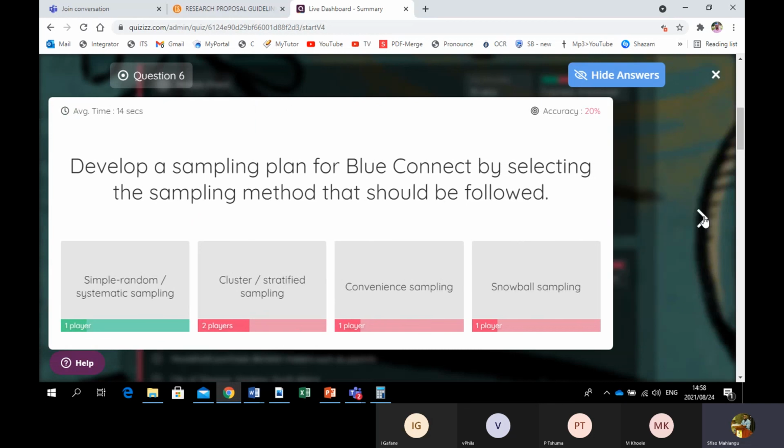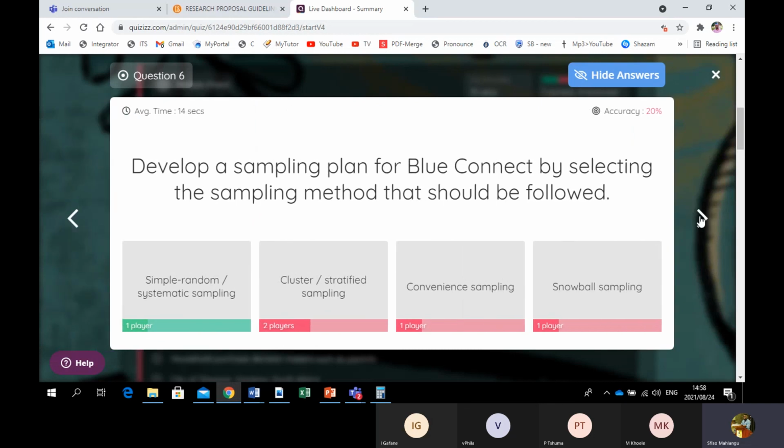80% accuracy, that's good. 20% accuracy, develop a sampling plan by selecting a sampling method. In this case, they said the list was provided, which means we have a file record. Hence, we should use a systematic or simple random, like we've used those numbers there or those calculations.